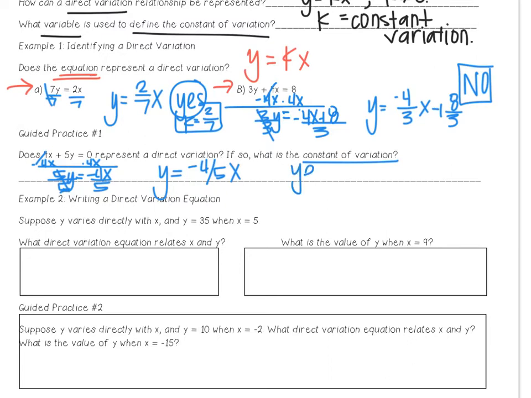Okay, the answer is yes, it is a direct variation because it's y equals a number times x, and the number is negative 4/5.